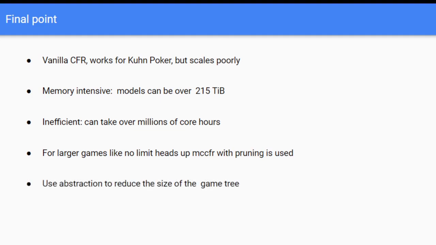Another thing we've got to do is go over abstraction, and this is going to be used to reduce the size of our overall game tree. We'll be covering these topics in future videos, but for now we're just going to be going over the code in vanilla CFR.